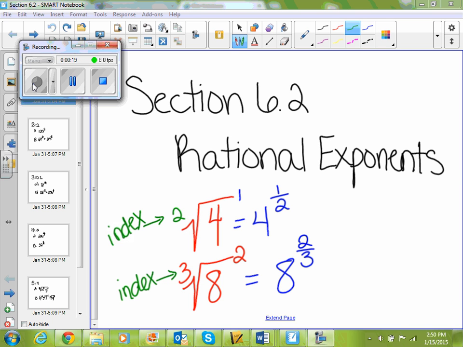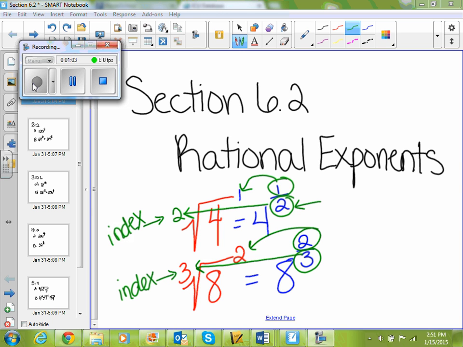What happens when you have fractional exponents is you take the denominator of your fraction and you push it all the way to the front, and that becomes your index, or the type of root that you're taking. So this is the square root of 4. Your top number stays on top. The bottom number, your denominator, gets pushed all the way forward, and your numerator stays on top. So the same thing with 8 to the 2/3. The 3 gets pushed all the way forward, the 2 stays on top.